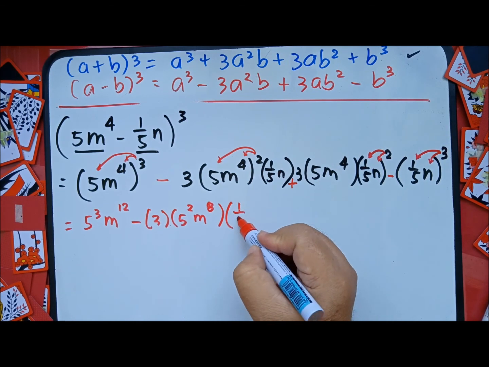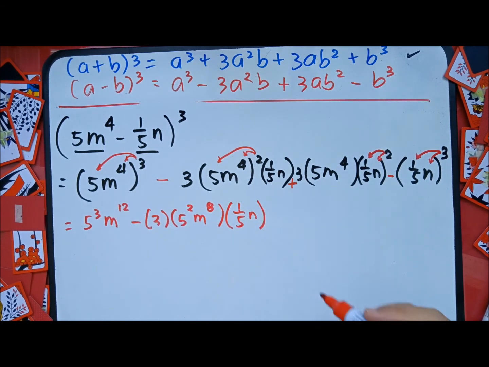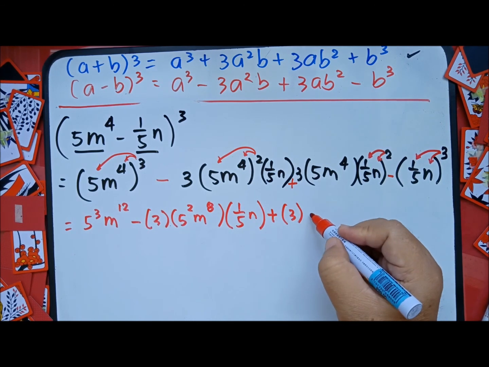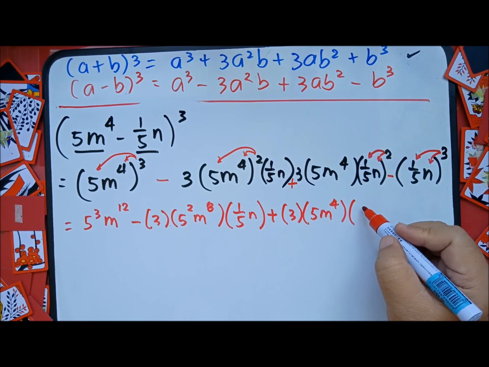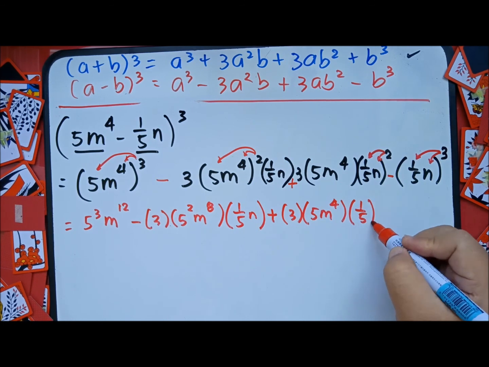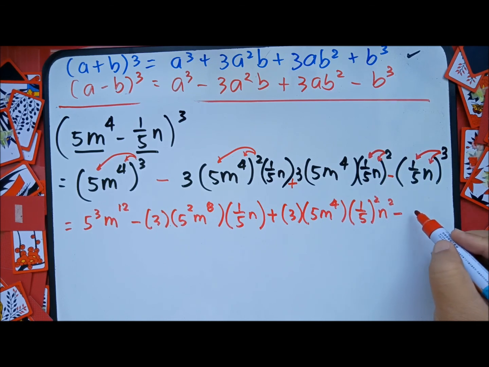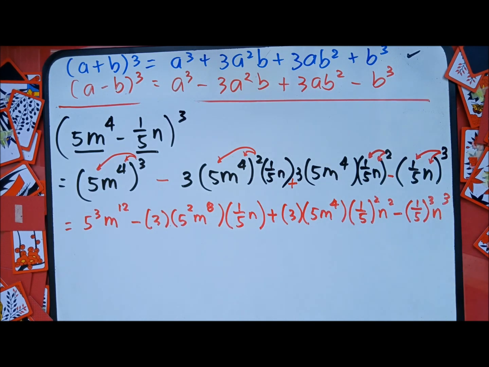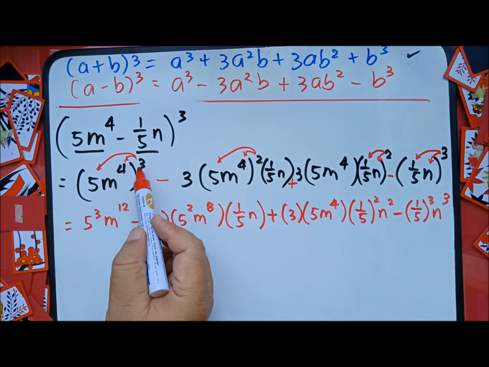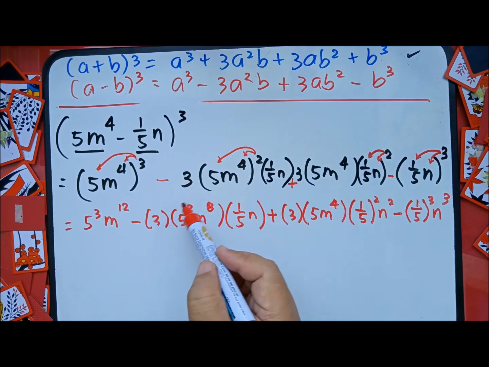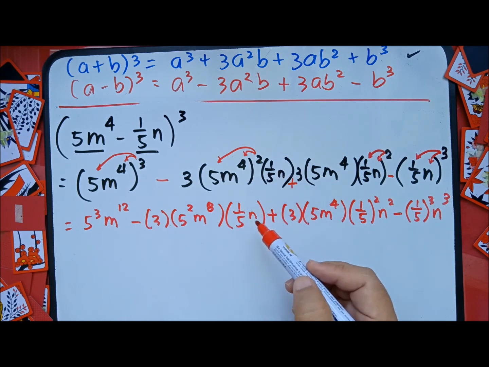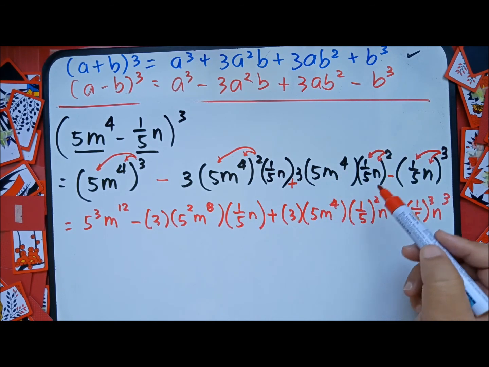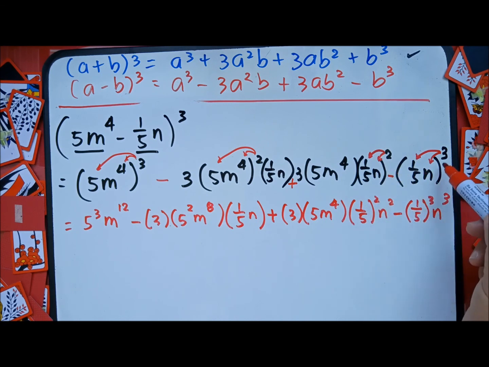Times 1/5 n. Plus 3 times 5m to the 4th power times 1/5 squared n squared minus 1/5 cubed n cubed. Let's check: 5 cubed, m to the 12th power, 4 times 3 is 12. 3, 5 squared, m to the 8th power, 1/5 n. 3, 5m to the 4th power, 1/5 squared, n squared, 1/5 cubed, n cubed.